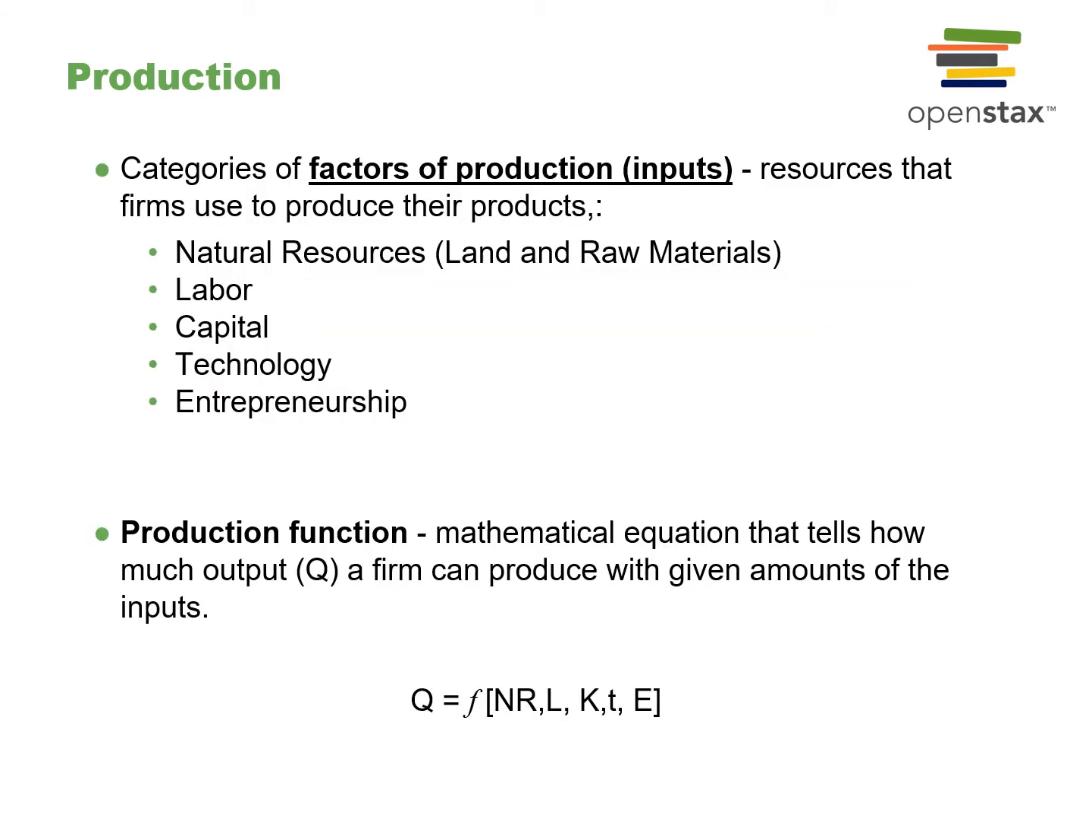So we talk about the factors of production, or rather inputs, and these are listed: land, raw materials or natural resources, labor, capital, technology, and entrepreneurship. And then there's a production function. It's a mathematical equation that tells us Q, an amount of output, which is quantity, that a firm can produce with the given amounts of the inputs.